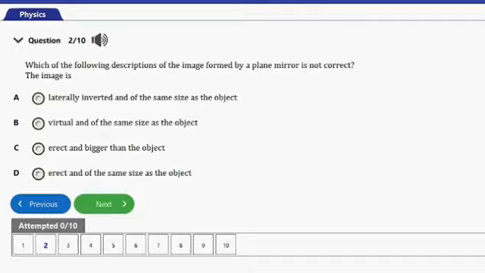So guys, obviously the answer to this question is option C. The image formed by a plane mirror is not bigger than the object, and as such, option C is the answer to this question. So let's go ahead and consider the next question.